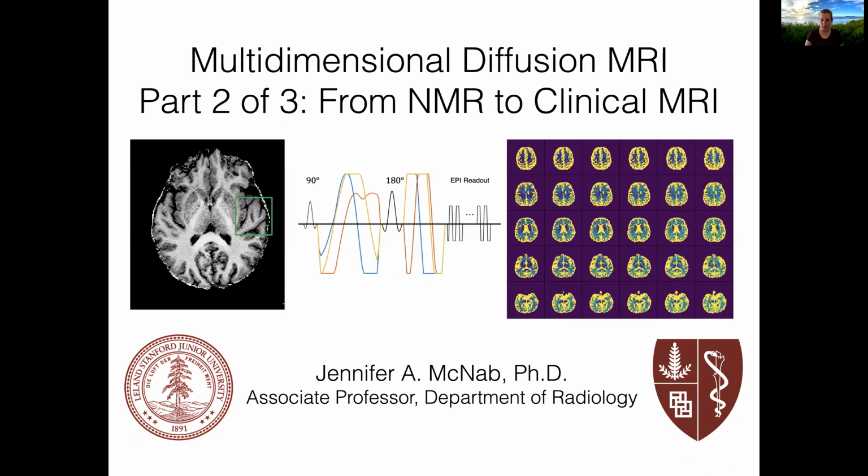Welcome back to part 2 of this lecture series on multidimensional diffusion. This part, we'll talk about how multidimensional diffusion encoding, which originated in NMR, is being adapted for use on imaging systems.